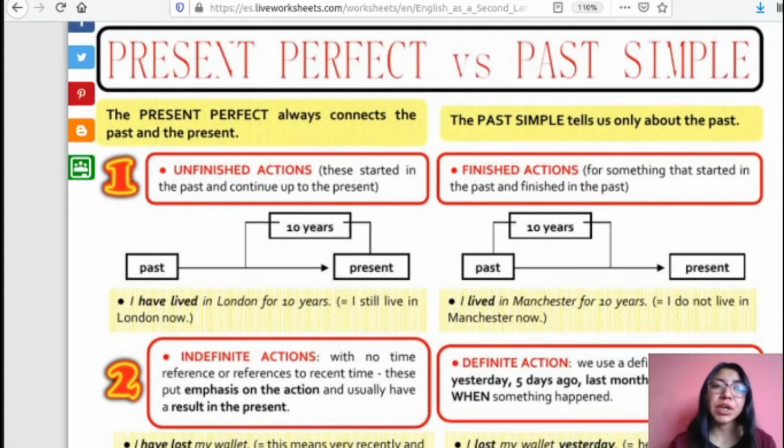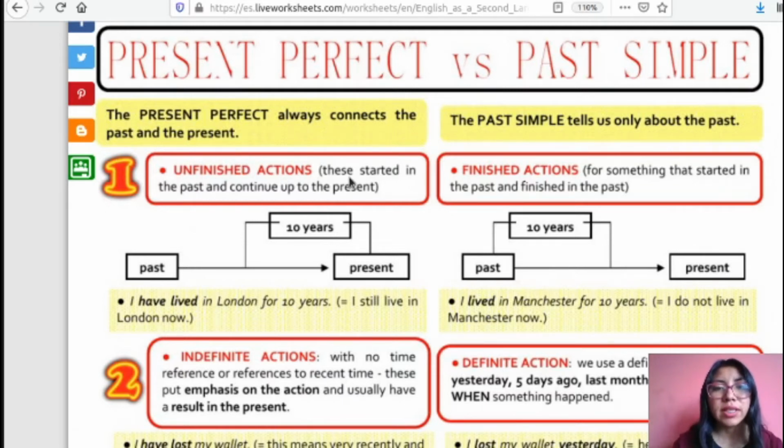Pay attention here. Here we have a little explanation about the difference between the present perfect and the past simple. The present perfect always connects the past to the present, okay? And the past simple tells us only about the past. It means we are going to use past simple in order to speak about finished actions in the past. And we are going to use present perfect in order to speak about an action that starts in the past but still continues in the present. For this reason we say that it connects the past and the present, okay?